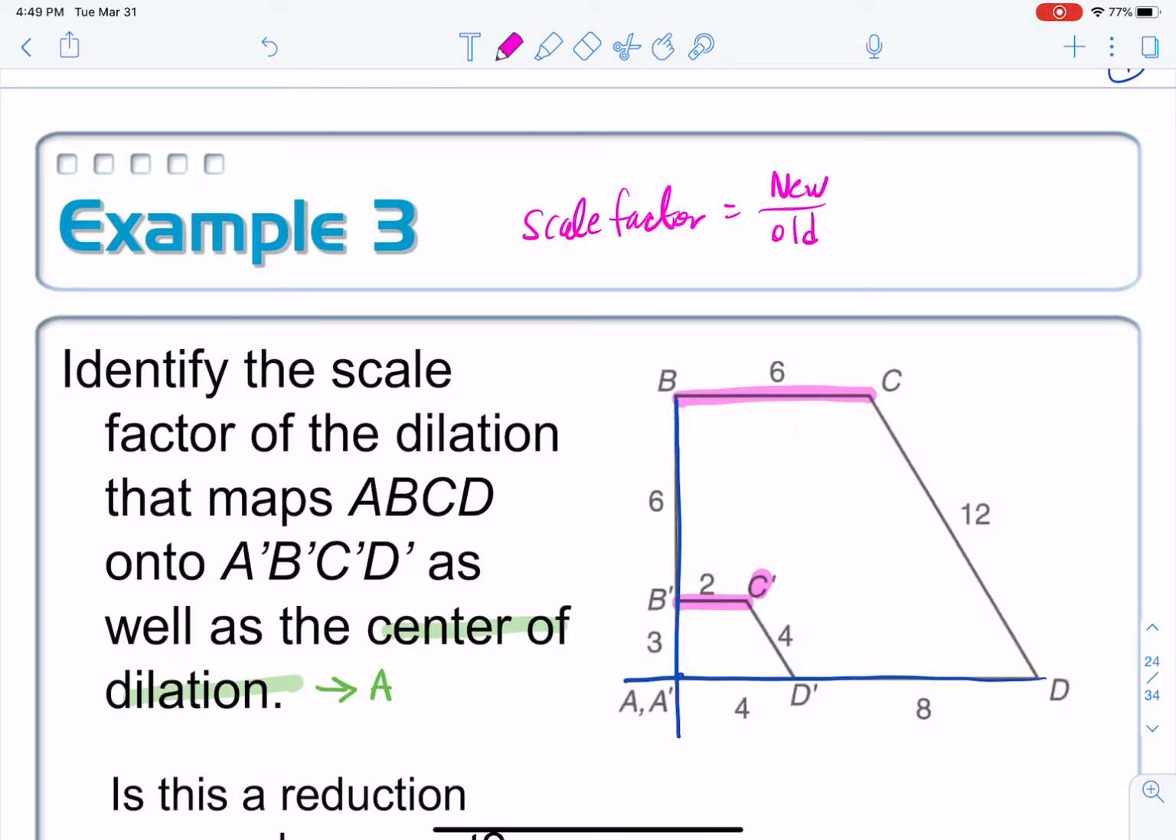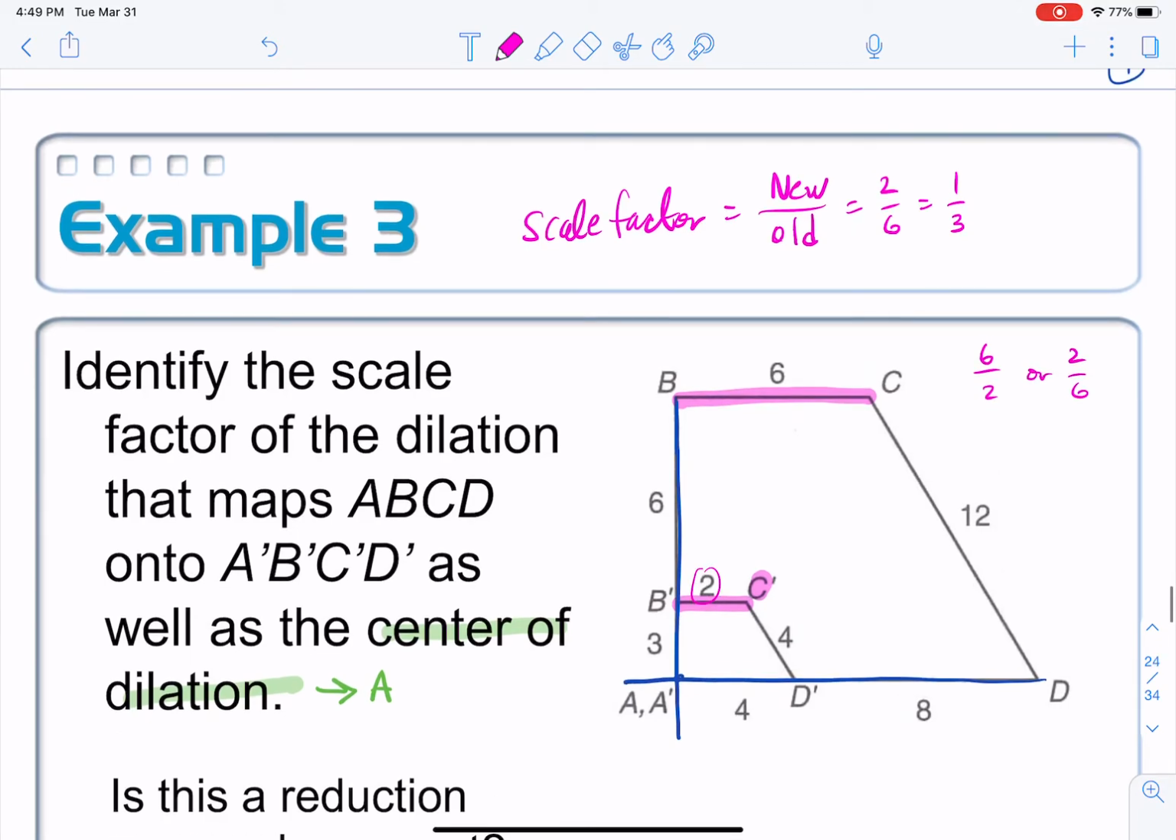All right, so which one is it going to be? Is it going to be 6 divided by 2, or is it going to be 2 divided by 6? In this case, it should be 2 divided by 6, which reduces to 1/3. The new side is the 2 side with the prime marks, and the 6 side is the original side. So, in other words, all of these side lengths must be 1/3 the size of the original ones.